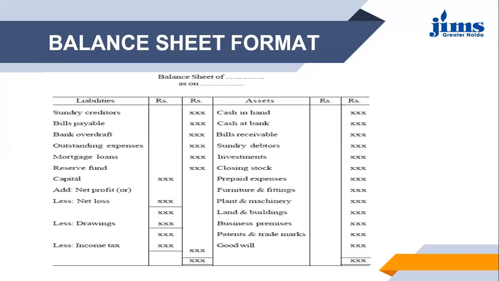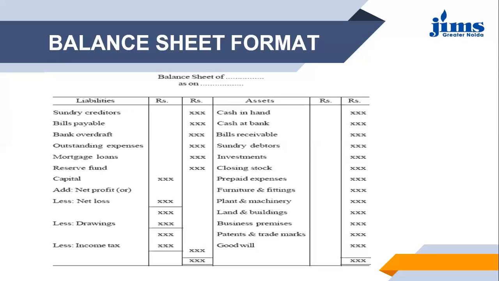If we follow the permanency pattern, then goodwill, plant and machinery, land and building, these items will be at the top, and cash in hand, cash at bank, etc. will be at the end. And one more thing you have to keep in mind: whatever pattern you are following in order to write the assets, the sequence of assets, the same pattern you have to follow for the liabilities also.